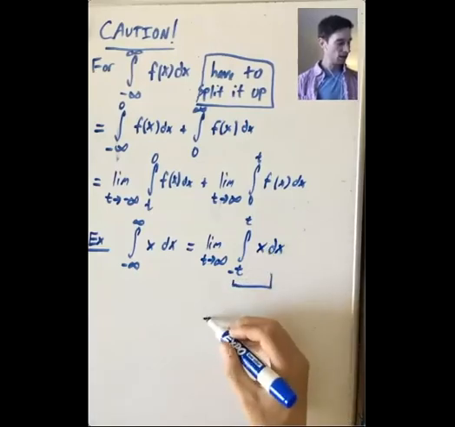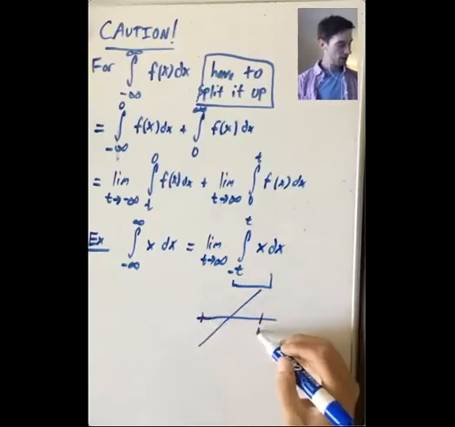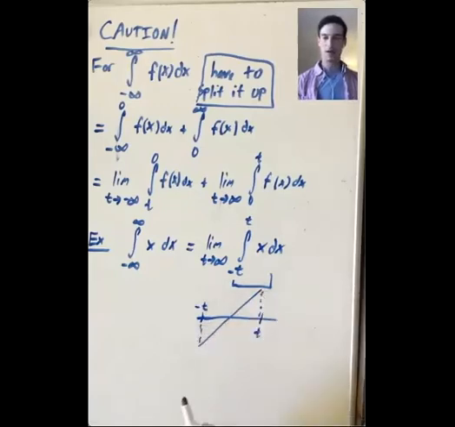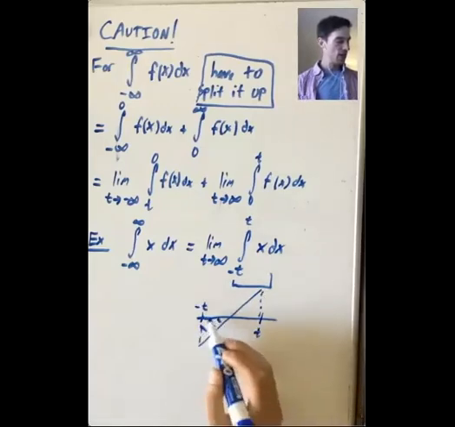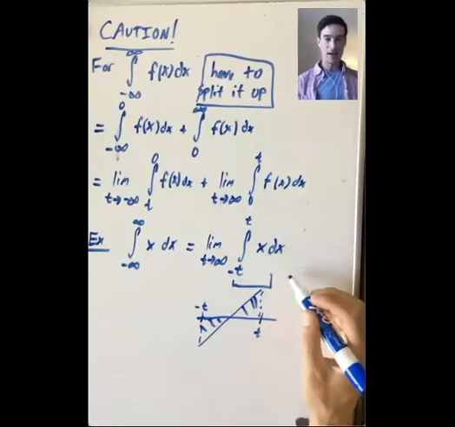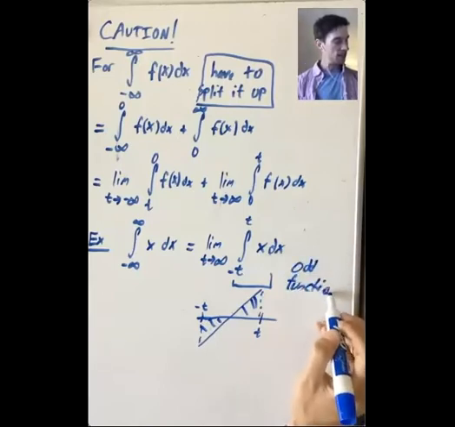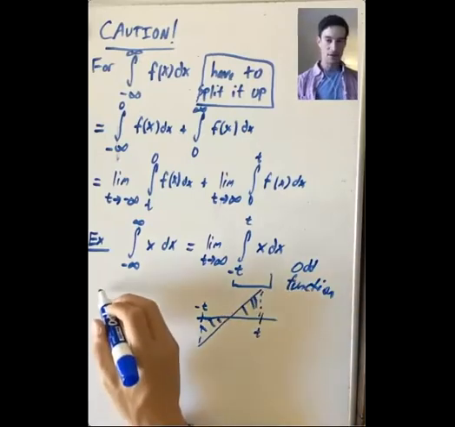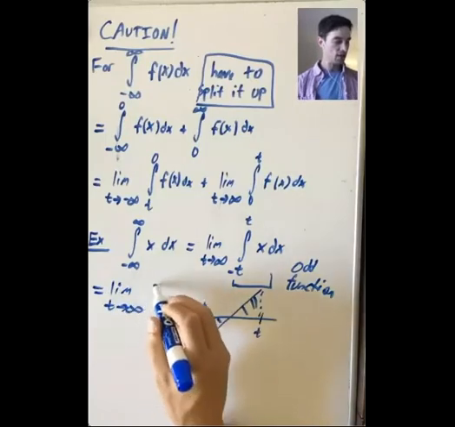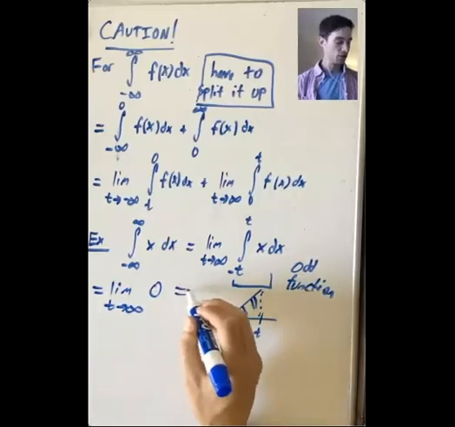This integral, well, if you think about what's going on, here's a value of t, here's a value of minus t, and we're asking for the signed area under the graph of this function, and the negative area here cancels with the positive area here. Or said another way, this is an odd function, and we're taking an integral from minus t to t. So this is 0. So this is equal to the limit as t goes to infinity of 0, because for any particular value of t, we're getting 0. So this should just be 0.